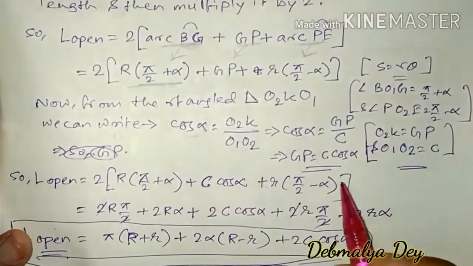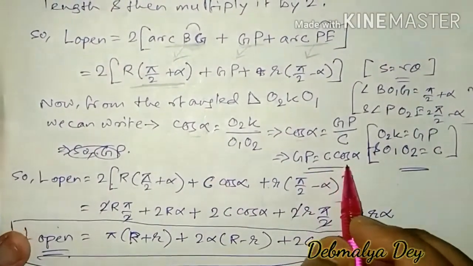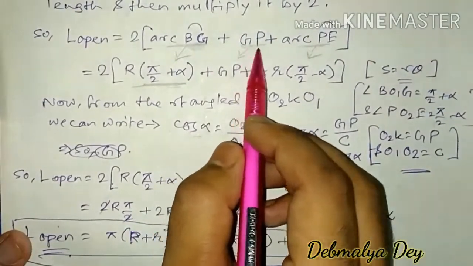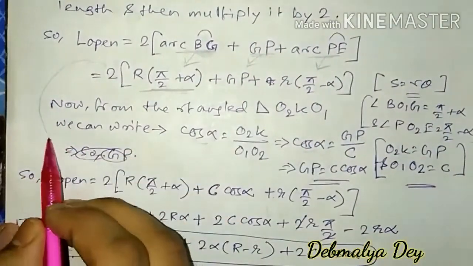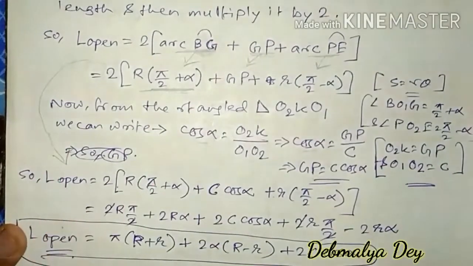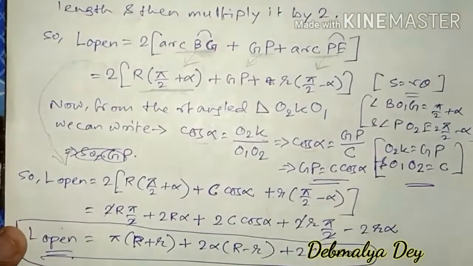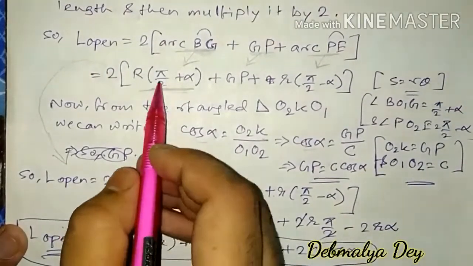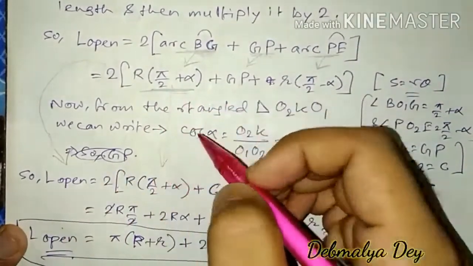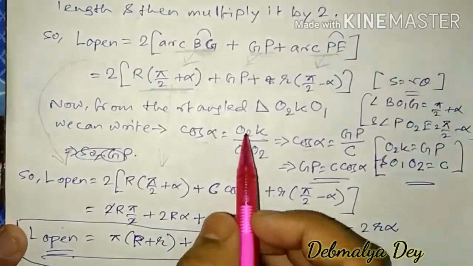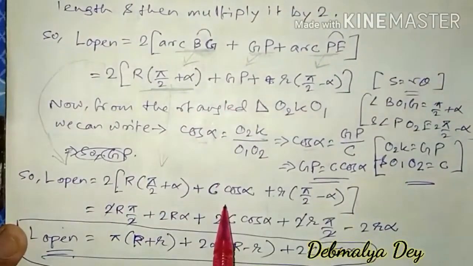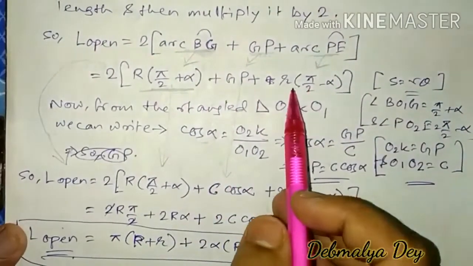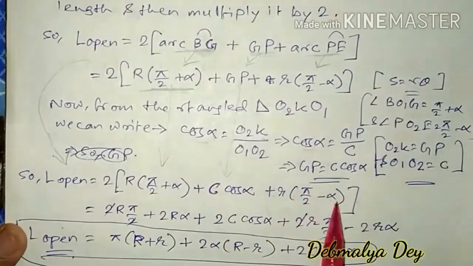Next we can write GP equals C cos alpha, and what we will do next, we will simply put this value of GP in this equation. Okay, so the equation ultimately came up to this. So the value of L open, that is the length of the open belt, now becomes 2 into R into pi by 2 plus alpha, because this is remaining the same. Next the value of GP only we have substituted, that is C cos alpha. Again this smaller r into pi by 2 minus alpha will remain the same.